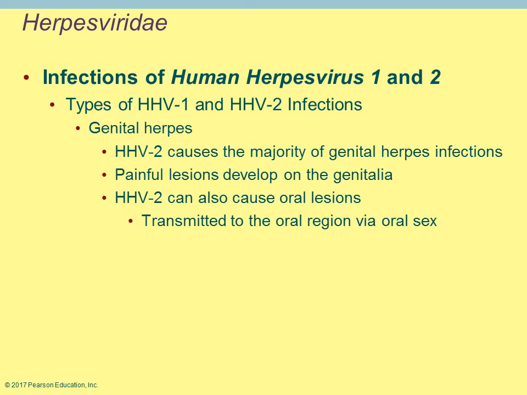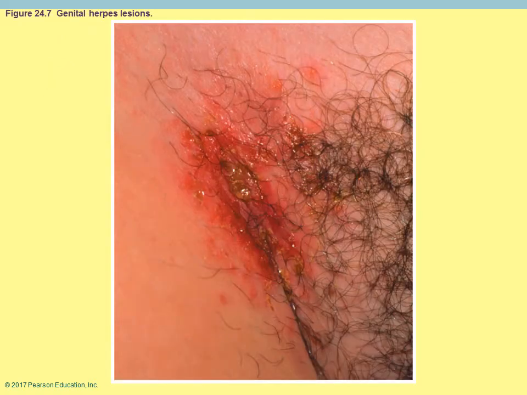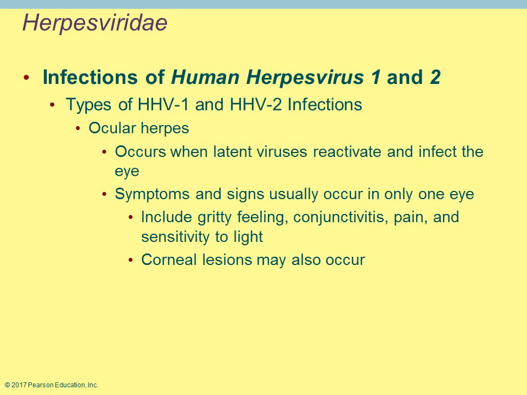Genital herpes, HHV2 causes the majority of these. These tend to be very painful lesions. They're on the genitalia. They can also cause oral lesions and be transmitted by oral sex. Here's an example of the lesions, genital herpes.